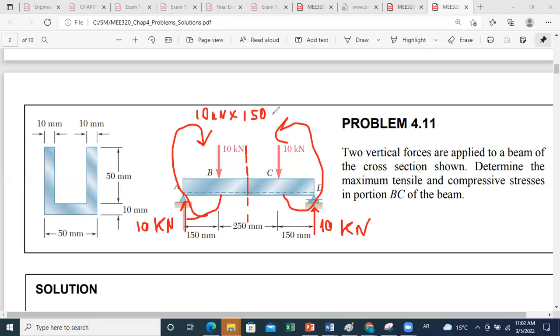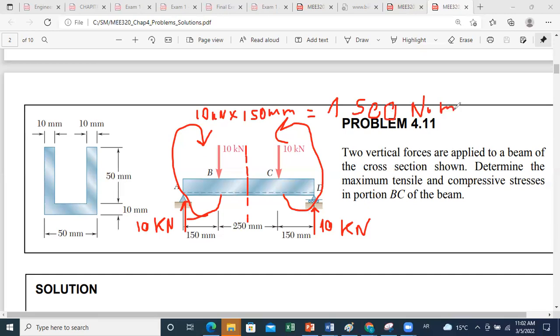which is equivalent to, since 1 kilonewton is 10 to the power 3 newton, and 1 millimeter is 10 to the power minus 3 meter, so this is 1,500 Newton meter.